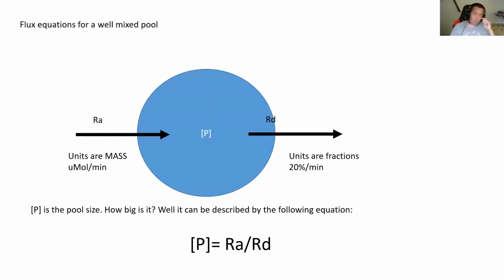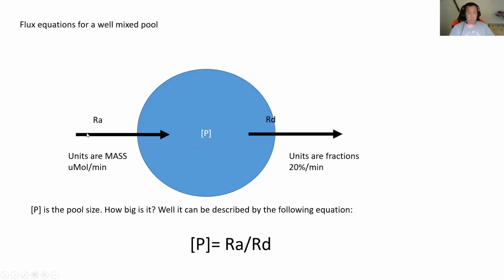So, flux equations for a well-mixed pool. This is a really simple formula, but it's important to understand the different sides of the equation. A pool, in this case, is the blood glucose, the amount of glucose in the blood, and that's a pool of glucose molecules. And it will remain at the same size because you have two processes going on.